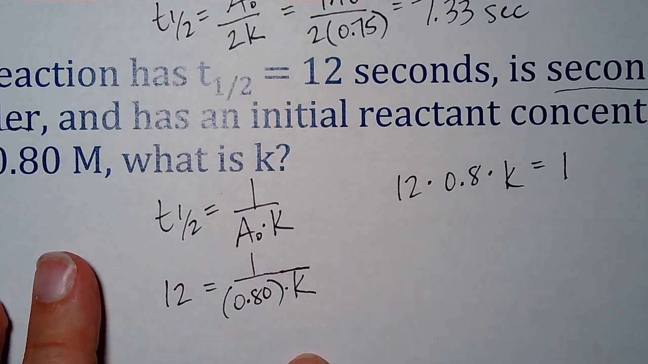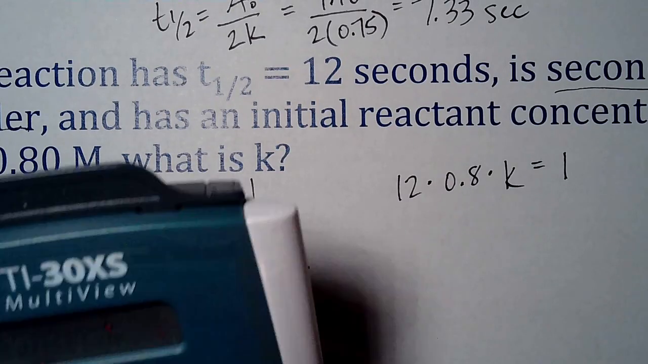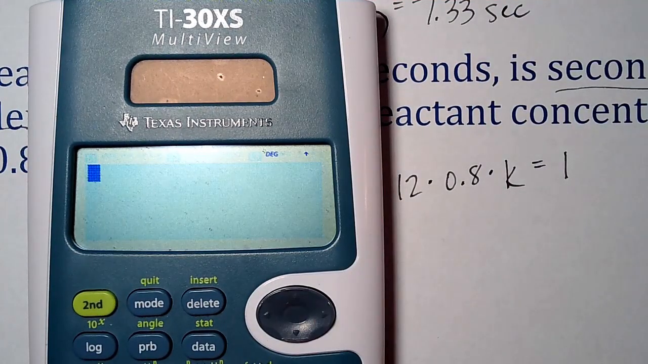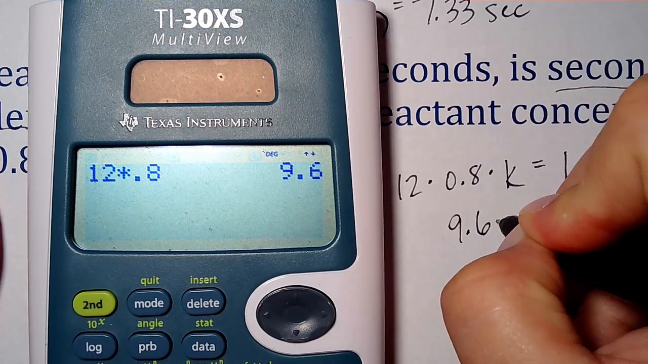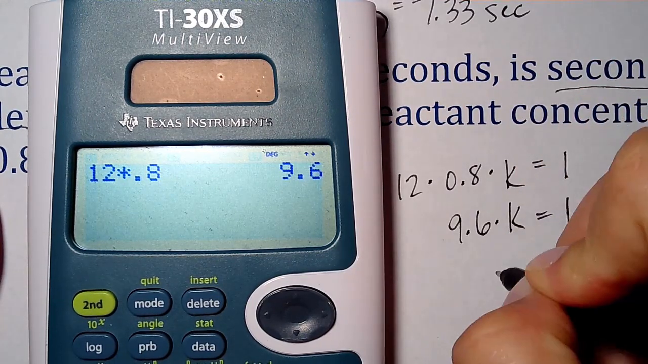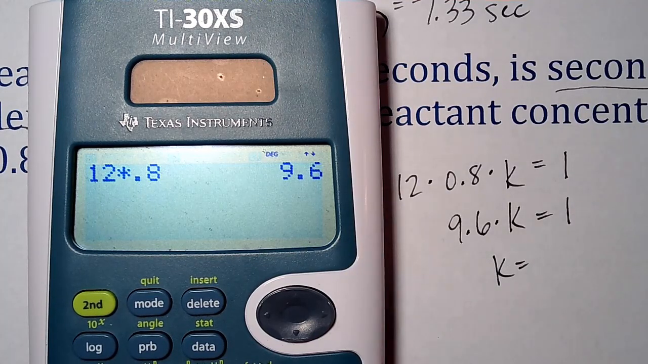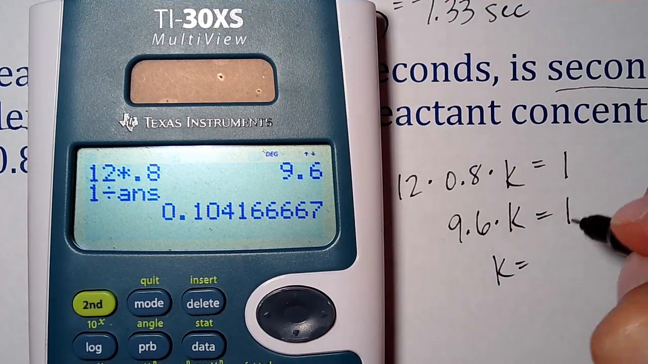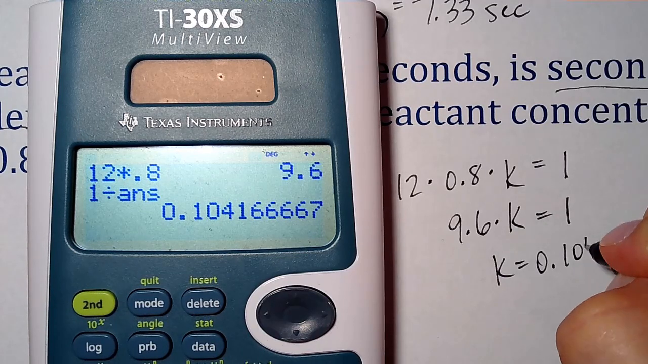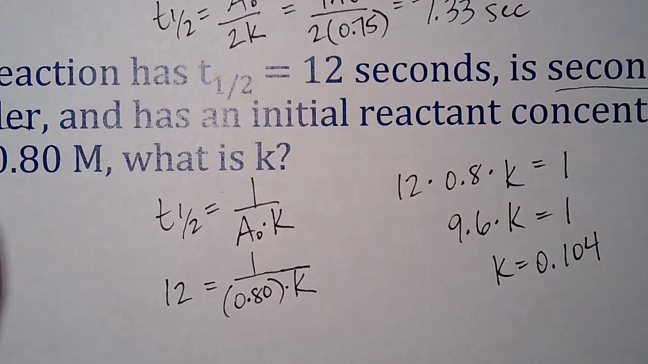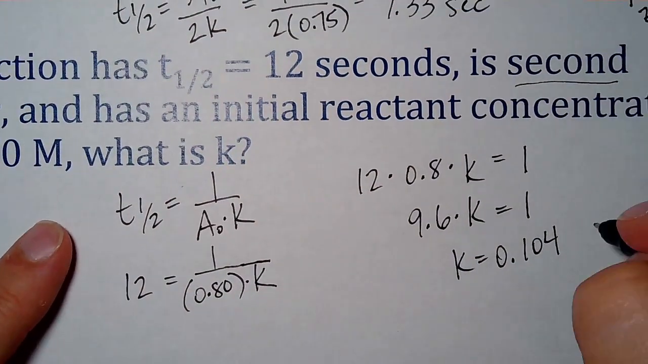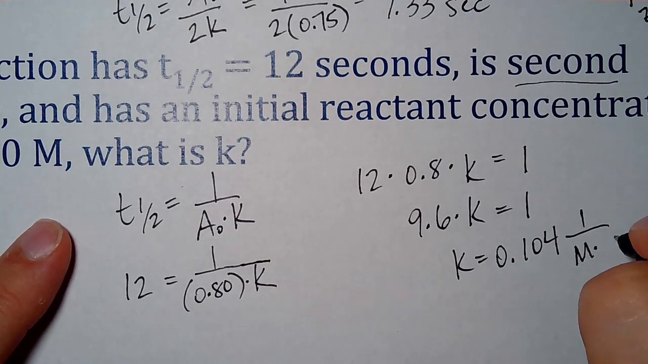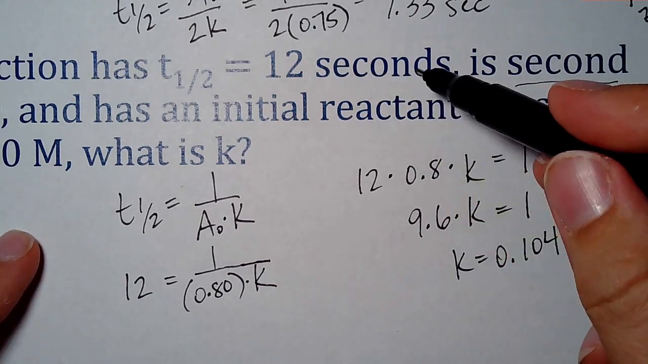Alright, so 12 times 0.8, 9.6 times K is equal to 1. So then I can divide. K is 0.104, and if this is second order, 1 over molarity times S, because half-life was given in seconds, initial concentration was molarity.